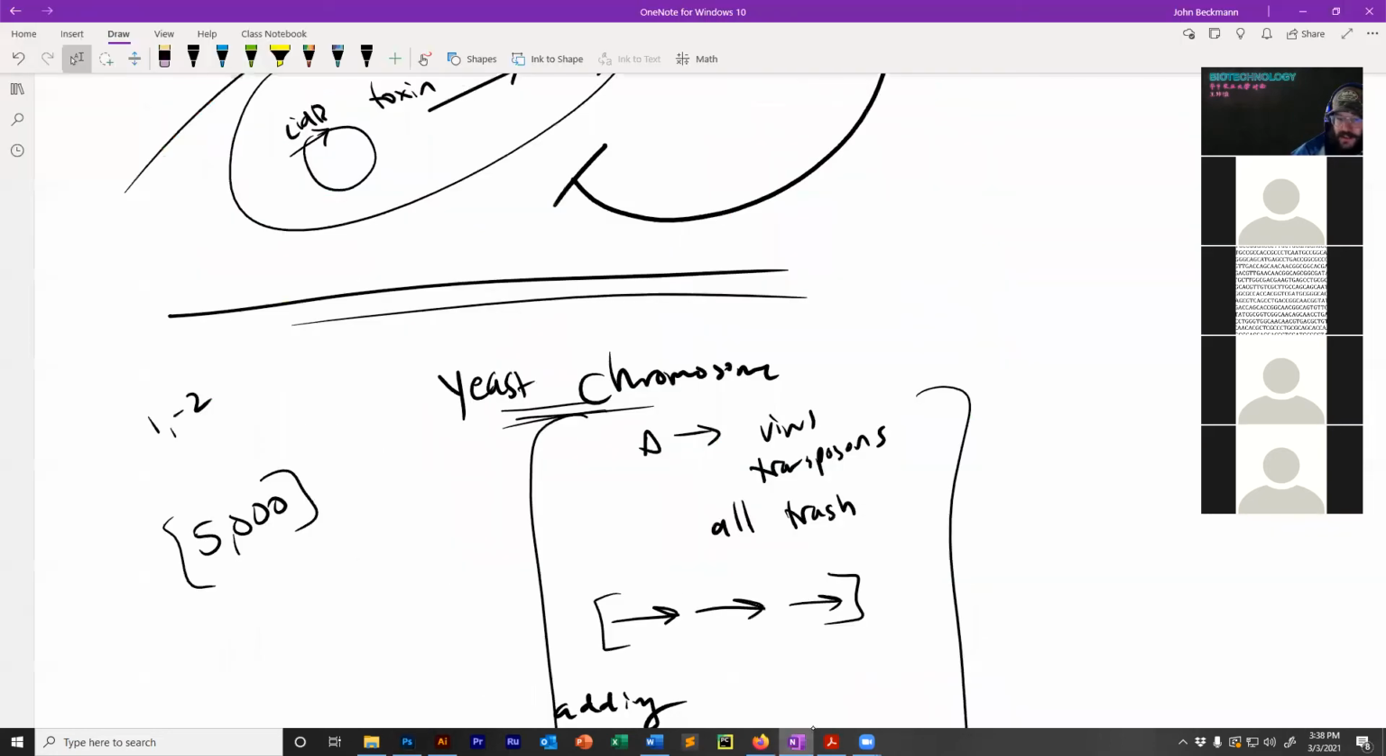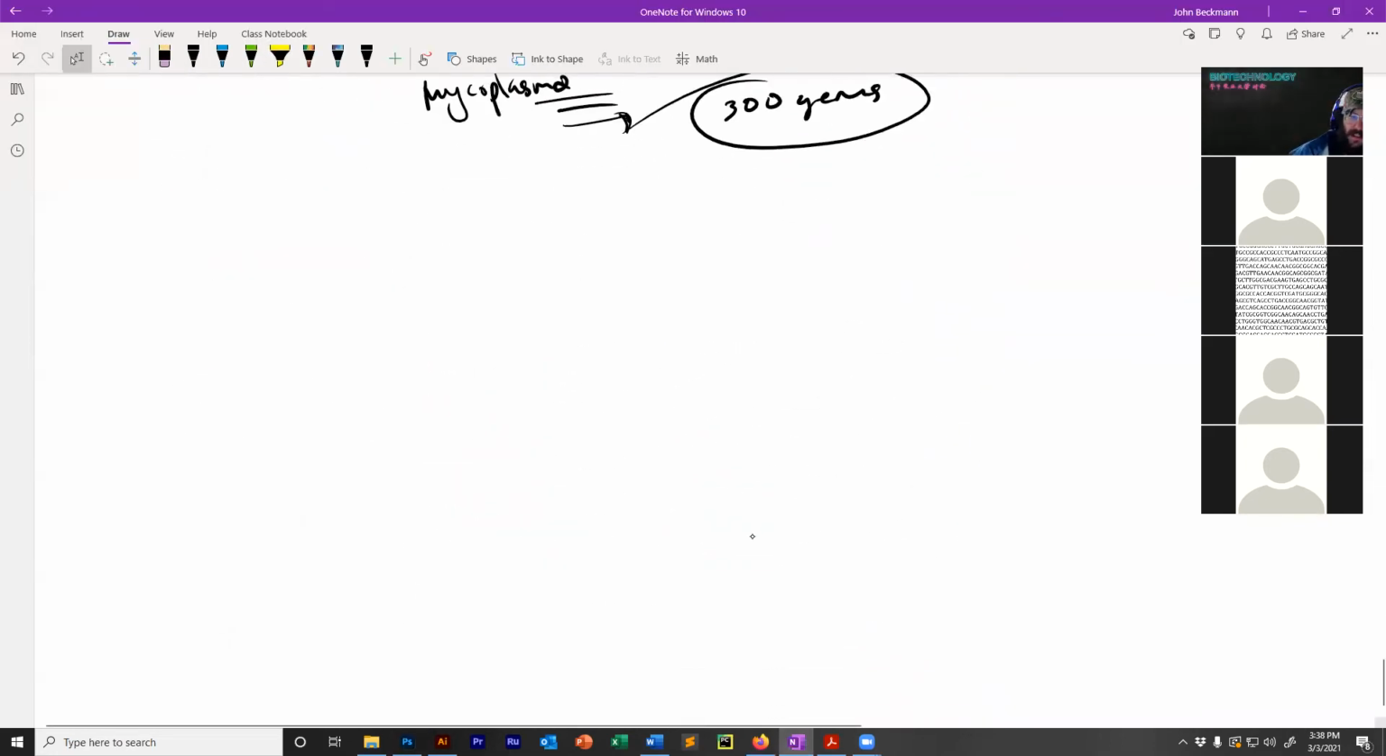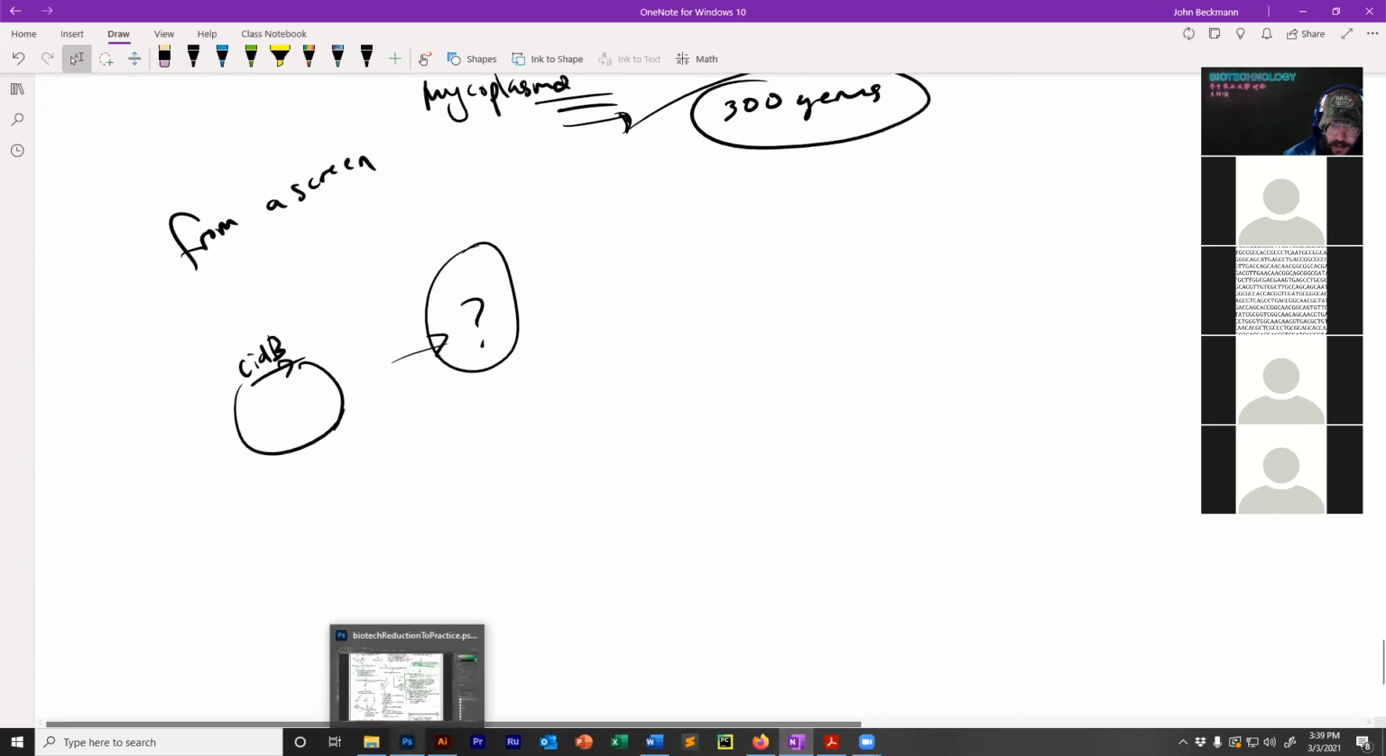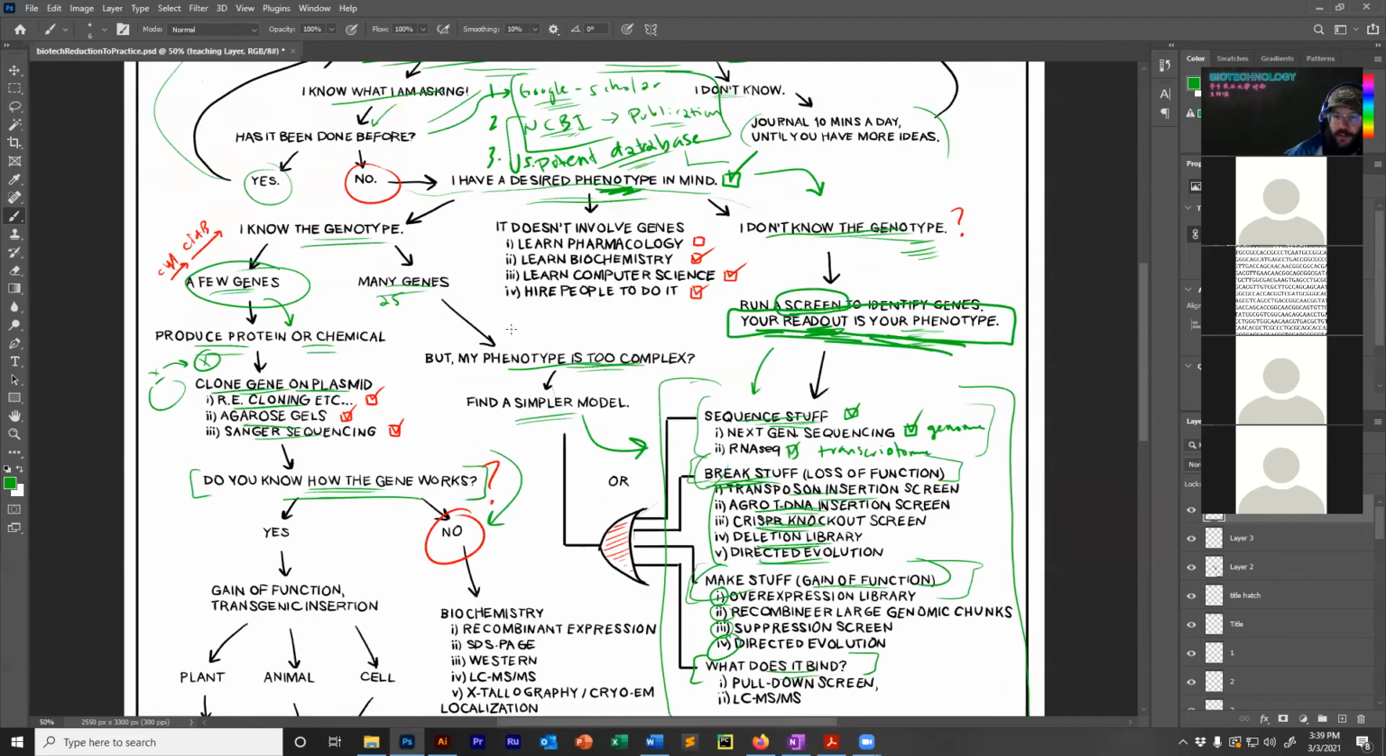So in my example, and this will come up in the CI lecture, when I originally cloned the SIDB gene first, we had no idea what it did. We just knew, we identified it from a screen. So imagine initially my pipeline of workflow would have gone like this. I knew the phenotype.